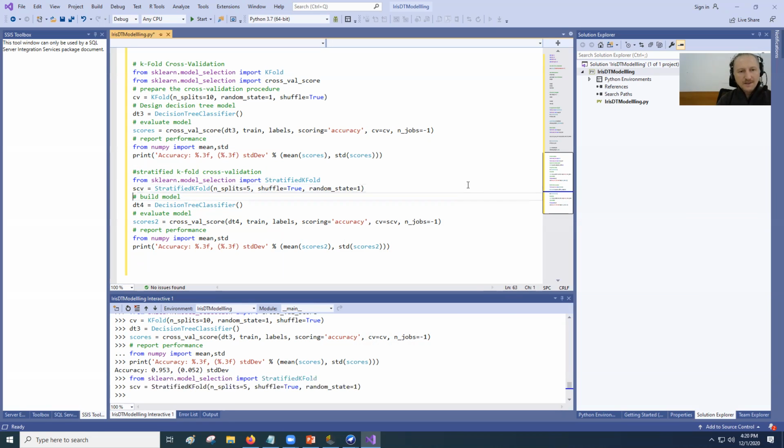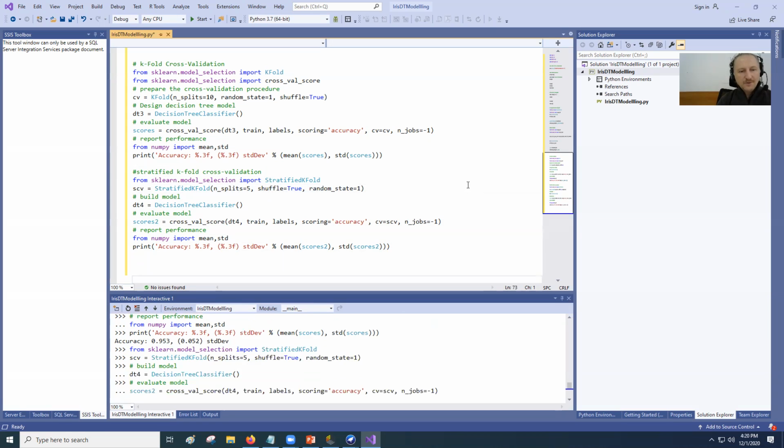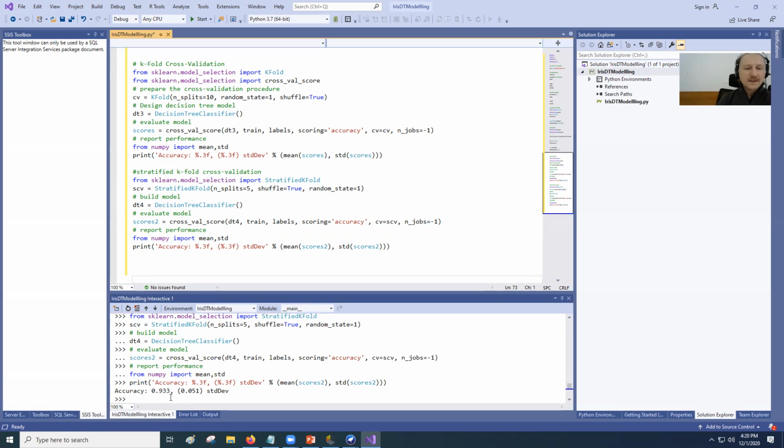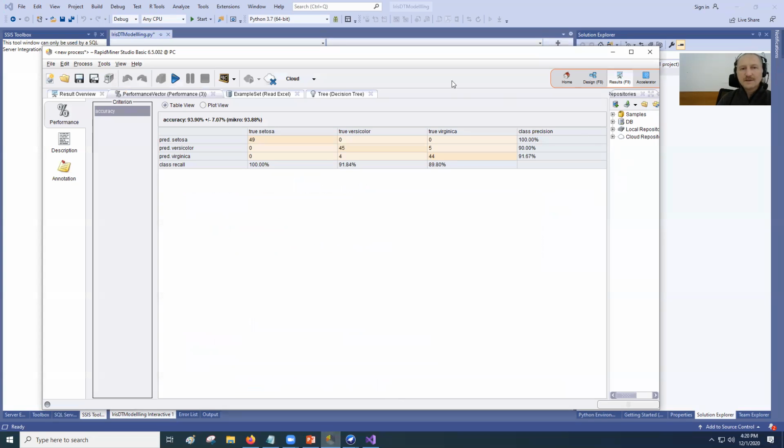And again, when you run it, it will give you accuracy. This is the stratified accuracy. It is a more reliable, more trustworthy accuracy. You can do this one, I think, here in the study.